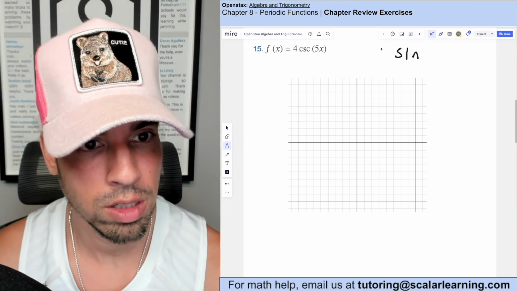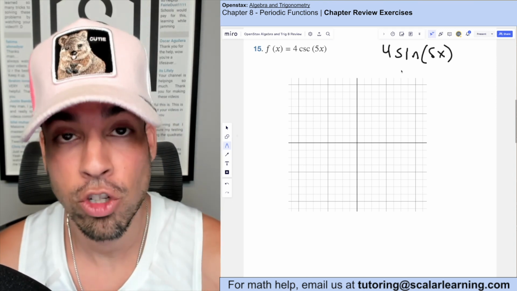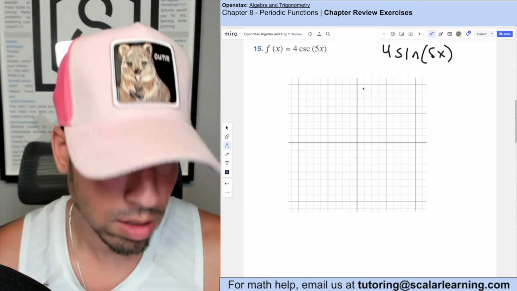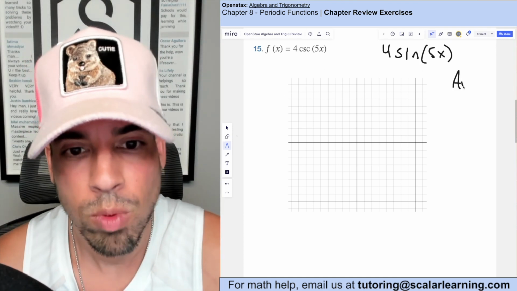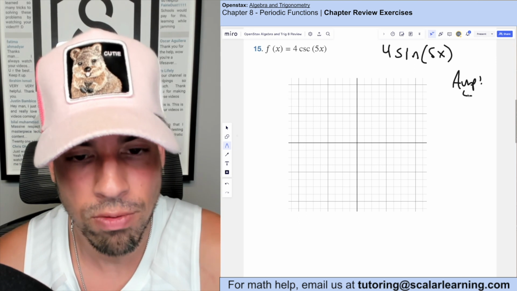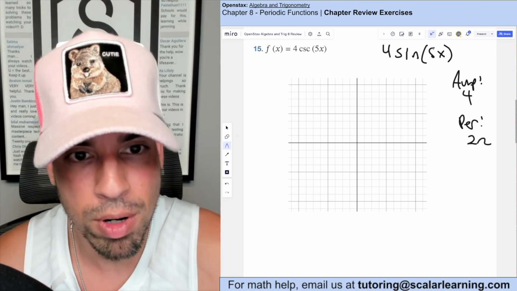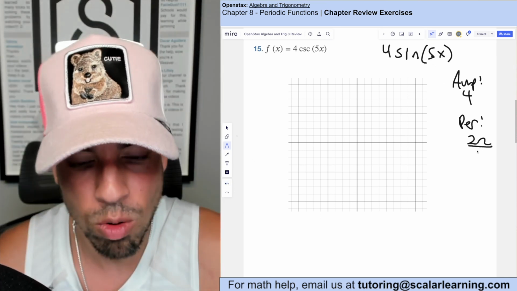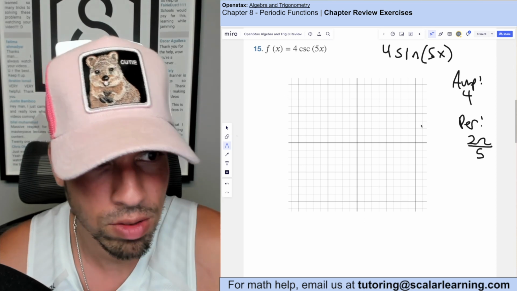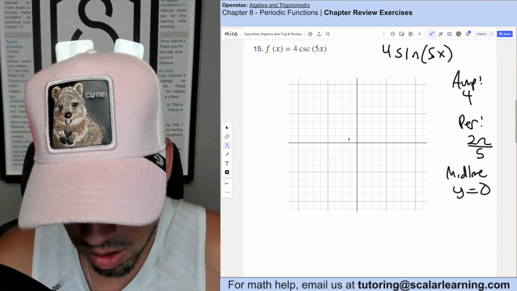So for this one, it's cosecant, which is related to sine. So I'm going to treat this as if it were 4 sine of 5x. We're going to use that to create the initial sine graph, and then take that to the next level and draw our cosecant graph. So check this out. First of all, we have an amplitude of 4. And then normally the period is 2 pi. But since we have this coefficient of 5, okay, we're going to divide by that coefficient. So now the period is 2 pi fifths. The midline is still going to be at y equals 0 because there's no vertical shift. So this is enough to start.